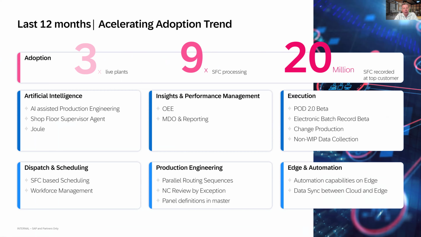And now with DM, Digital Manufacturing, which is a public cloud solution, we are able to count the number of products that are manufactured with our solution. And there is 9 times more product manufactured with SAP Digital Manufacturing than a year ago. So again, a very impressive figure. And we even have a customer who produced more than 20 million products with digital manufacturing over a year.